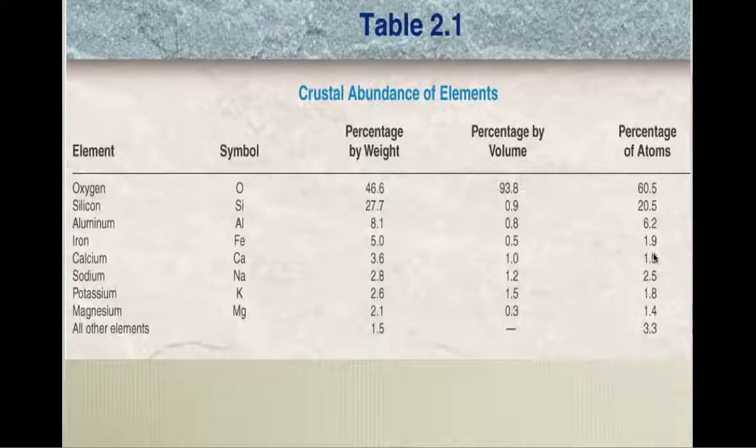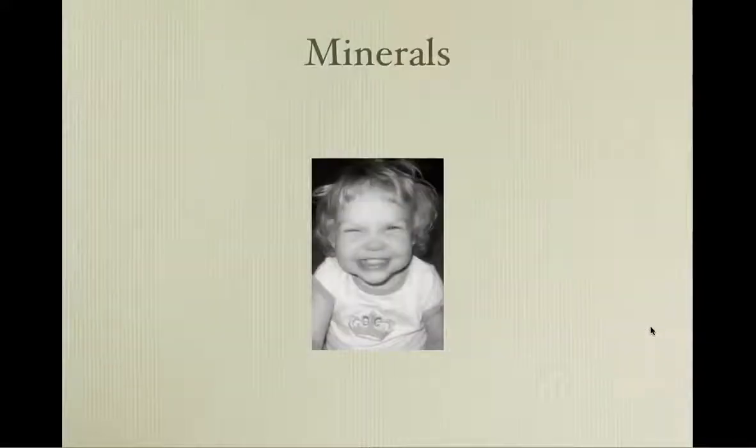Going down the list, you also have calcium, sodium, potassium, and magnesium. All other elements in Earth's crust, only 3.3%. So when you want gold, when you want lithium for your batteries, for your phone, you're going to have to be very careful about grabbing that stuff. Okay, let's stop on this happy picture.